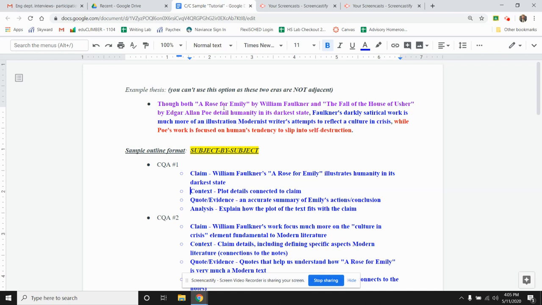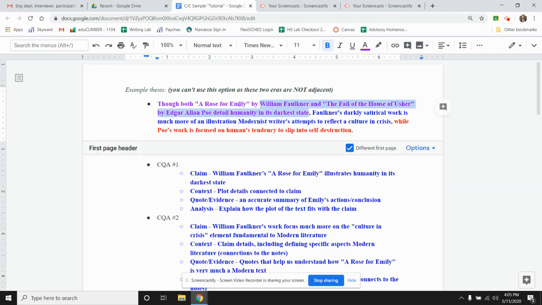So, as is standard with thesis claims, you'll have your author and the text, but in this case, you'll have two authors and two texts. So you've got Faulkner and the text, A Rose for Emily. You'll have Poe and the text, The Fall of the House of Usher. The claim states that both of them are showcasing how humanity is represented in these texts as being in its darkest state of being. So that's one of the claims that's being made.